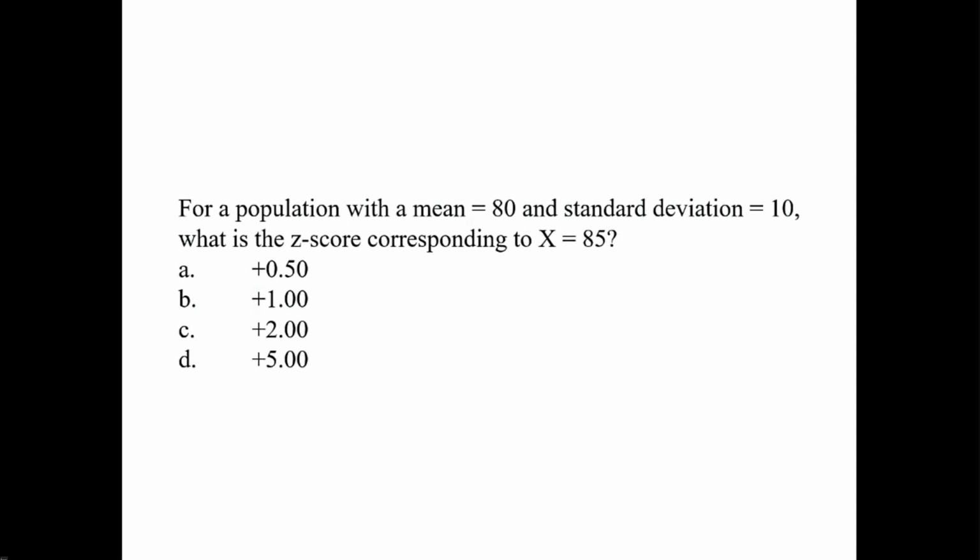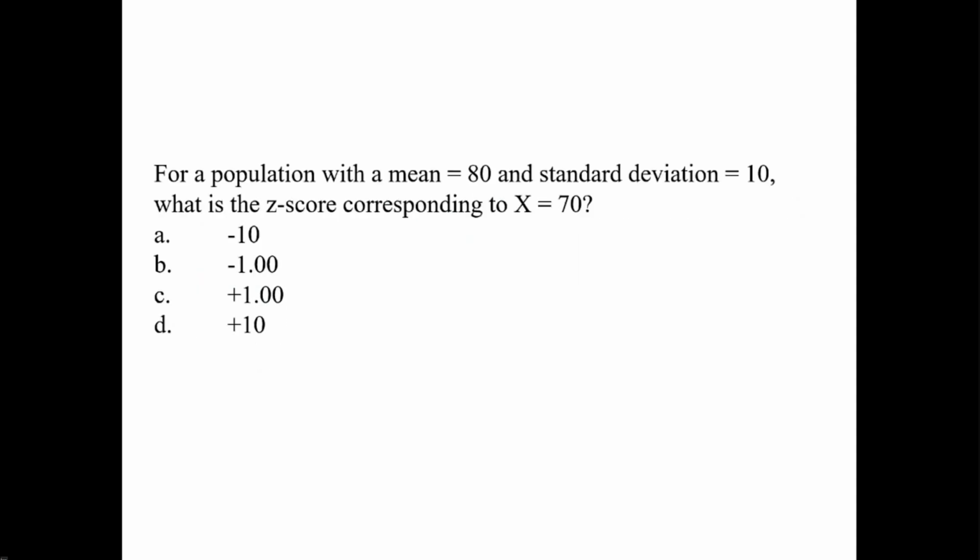We can use that formula and plug it in. The way that I also think about it, I just think about doing it quickly. We know this is above the mean, so it's going to be a positive number, and it's 5 above the mean, and the standard deviation is 10, so it's half of a standard deviation. So the answer is going to be 0.5.